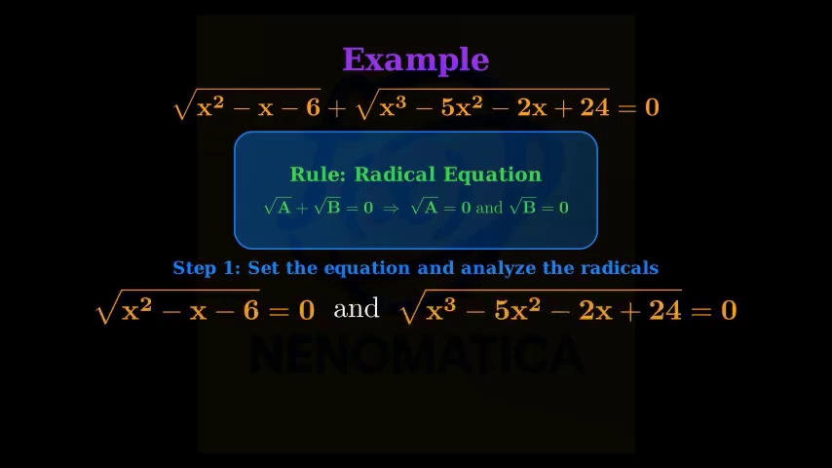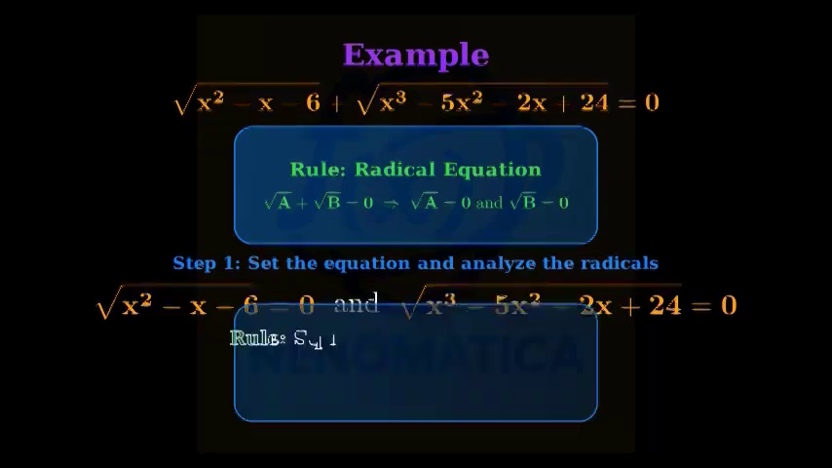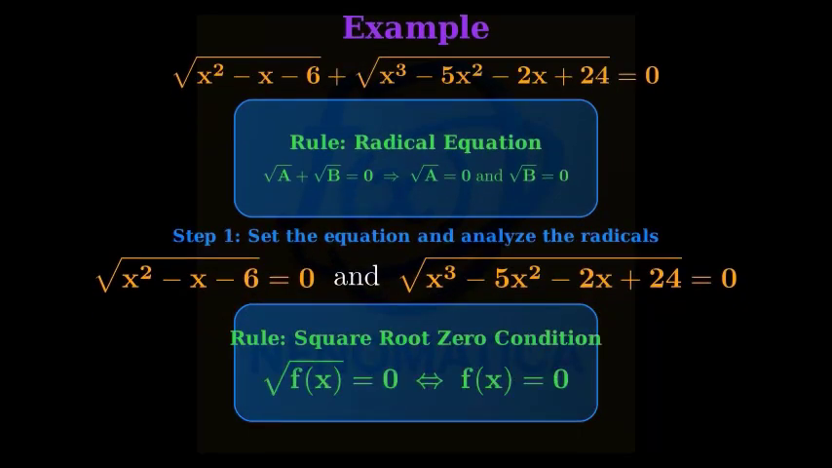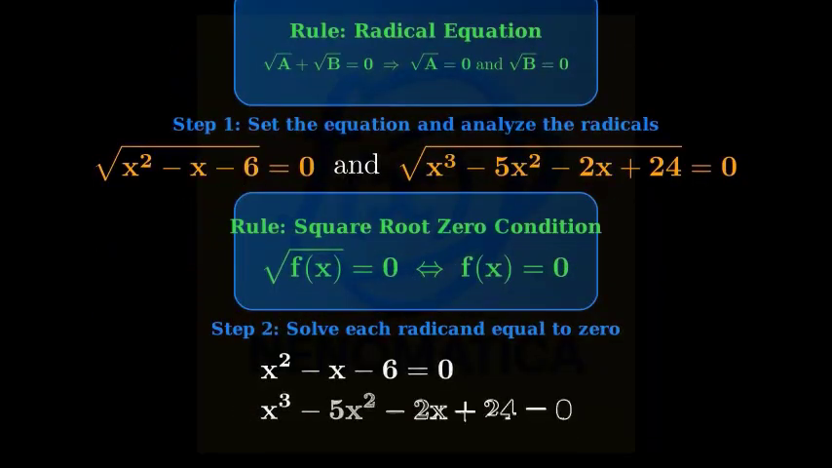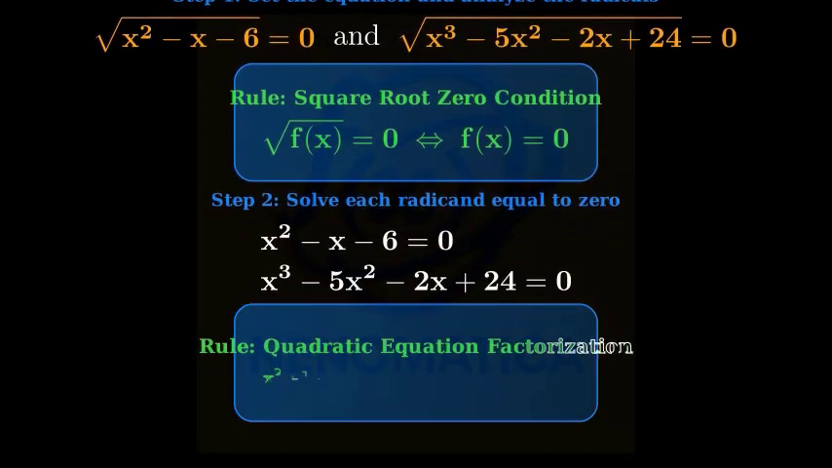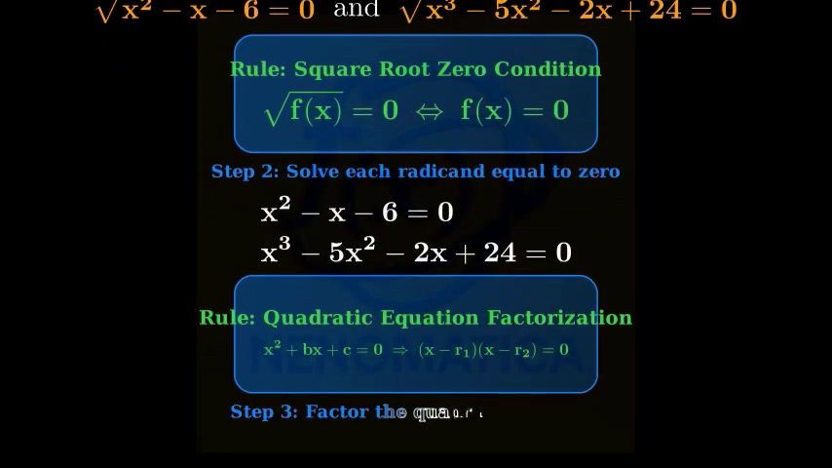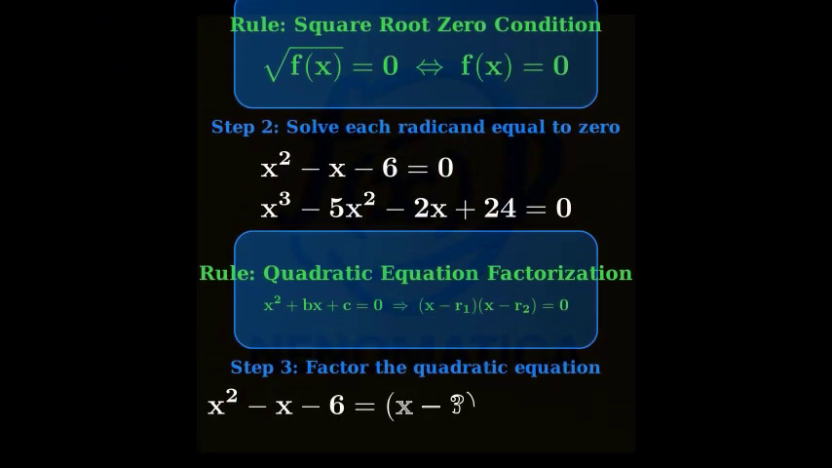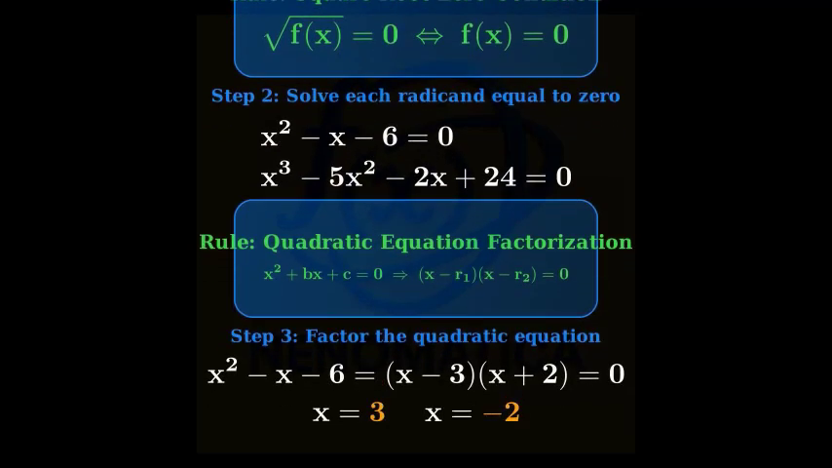Square root 0 condition. A square root equals 0 if, and only if, its radicand equals 0. Step 2. Solve each radicand equal to 0. Quadratic factoring. Factor the quadratic and solve. Step 3. Factor the quadratic equation on the left. This gives roots x equals 3 and x equals -2. We highlight these new values.